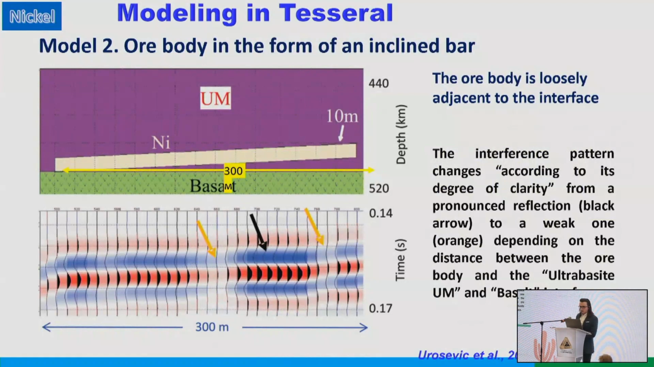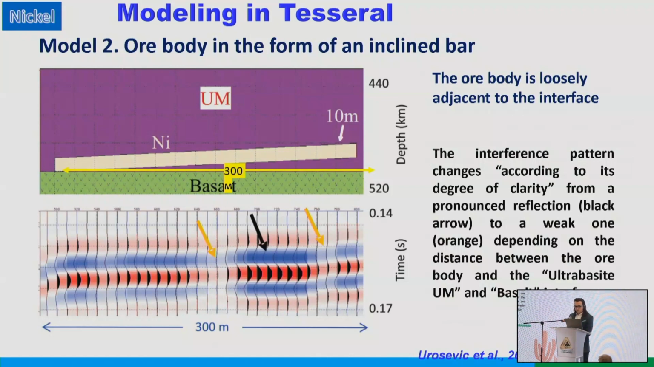Another case, a constructive thickness, a deepening nickel sulfide body located close to the ultramafic basalt interface. The same modeling parameters were used as before. The interference pattern changes from constructive to destructive. Constructive is shown with black arrows and destructive with orange ones, as a function of separation distance between the nickel body and the ultramafic basalt interface.